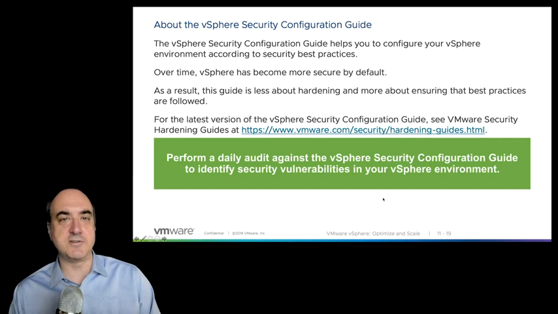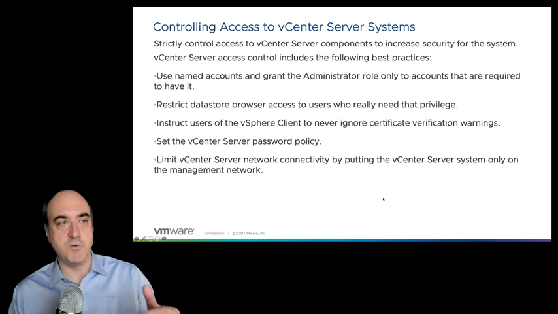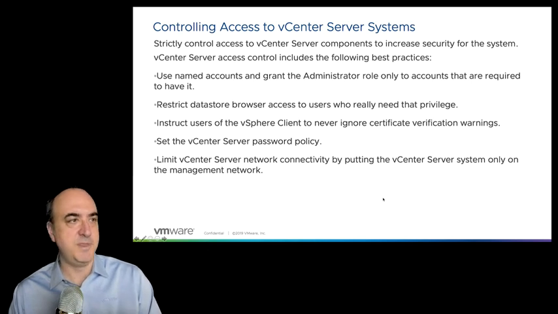And it's not just vSphere. There are also some security configuration guides for a couple of other VMware products too. But this lesson mostly discusses the recommended settings. And these are general settings for vCenter, the vCenter server appliance, the management network, ESXi servers, and the virtual machines themselves. So again, sometimes these are kind of obvious settings too. Controlling access to the vCenter server systems is critical. Strictly control access to your vCenter server components to increase security. The vCenter server access control includes the following best practices.